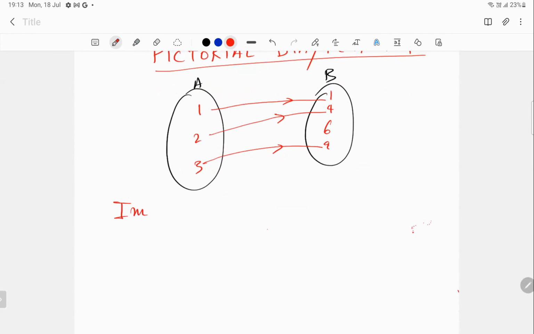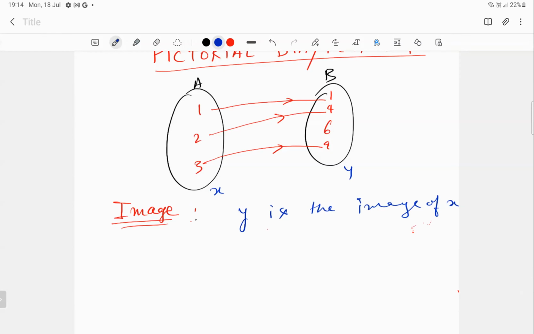Now there is something called image. Okay, see, the image of 1 is 1, the image of 2 is 4, the image of 3 is 9. That means if we say that the elements of set B are Y and elements of set A are X, then Y is the image of X, whatever the values of Y we are getting here for this problem. Image cannot be 6 because it is not related to any element of A.